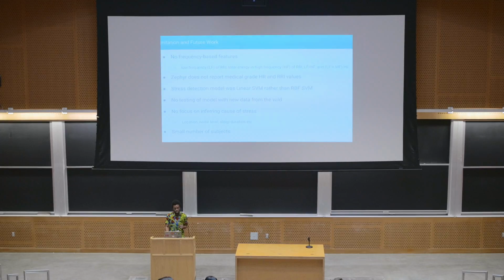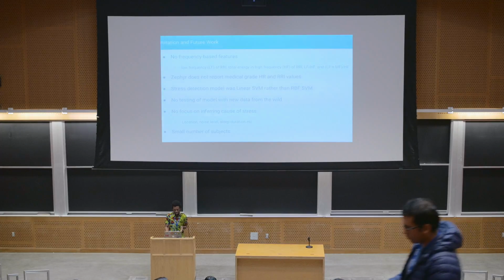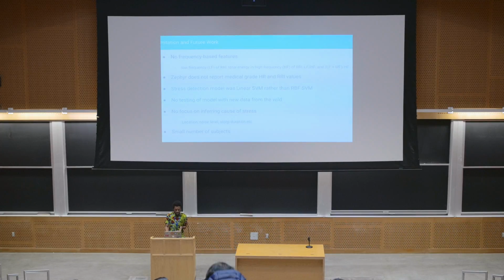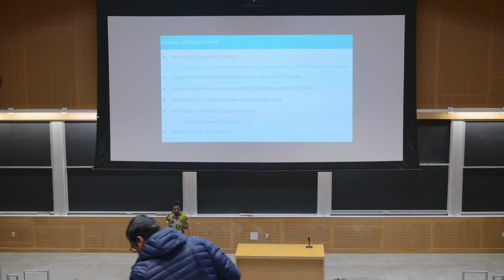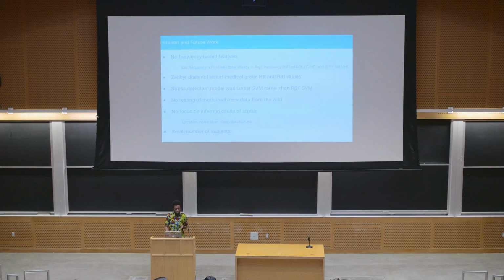Also, the Zephyr doesn't report medical grade heart rate and RI values. And also the stress detection model that I used in my app was a linear SVM rather than an RBF, even though the RBF performed much better. And that was because RBF is much less memory efficient and also computationally intensive. Also, we didn't really test on new data from the wild, and also we didn't collect data that could be used to infer the cause of stress.